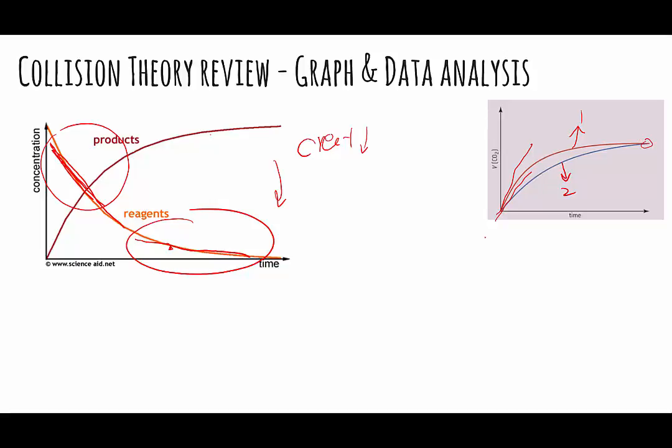Reaction number 1 has a higher initial rate because the slope of its initial rate tangent is higher than the slope of the initial rate tangent of reaction number 2. And both graphs eventually reach the same point. That means that the volume of carbon dioxide produced by reaction 1 and reaction 2 is actually the same. So a lot of things can contribute to this kind of graph.